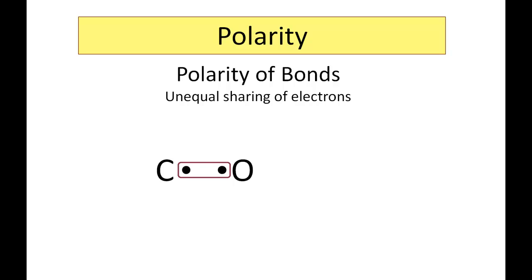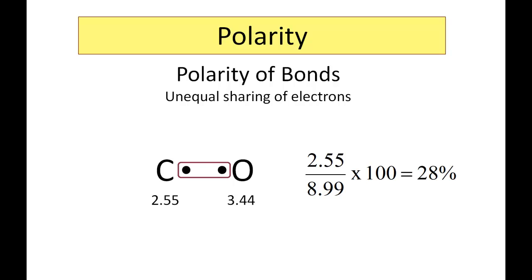Let's take another bond between carbon and oxygen. Now we know these two won't have the same electronegativities. In fact, carbon has an electronegativity of 2.55 and oxygen has an electronegativity of 3.44. Oxygen would like that pair of electrons more often than the carbon. So let's see. If we take the carbon's electronegativity and divide it by both electronegativities added together, we find out that carbon is only going to have the electrons 28% of the time. That means that the oxygen is going to have it 72% of the time. So 72% of the time, or most of the time, the electrons are going to be found with oxygen.